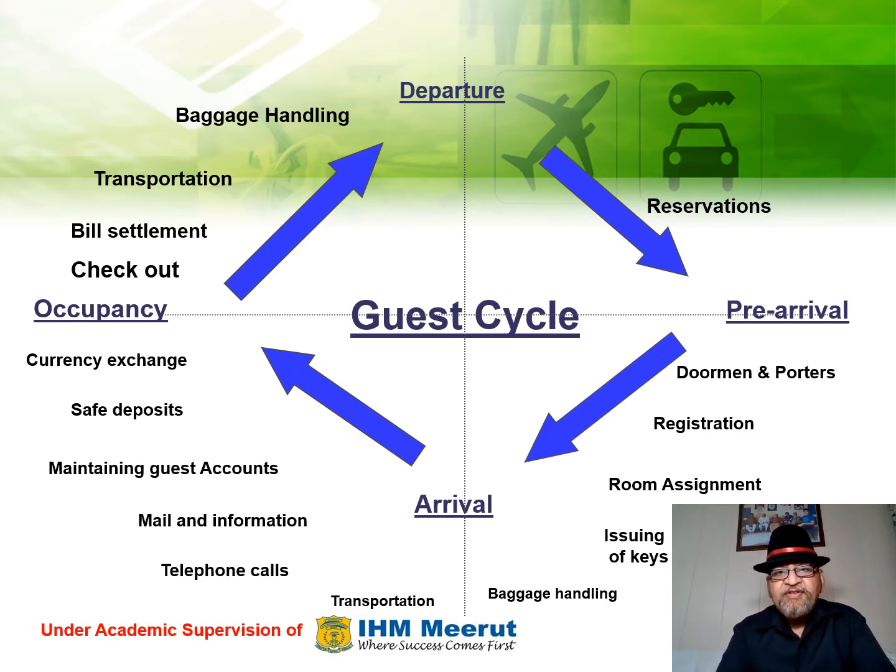And after the guest has lived in your hotel, the fourth part of the guest cycle is departure. What does the hotel department do at the time of departure? First is baggage handling, second is transportation, third is bill settlement, and the fourth one is checkout. So this is how the guest cycle is. And if after departure the guest makes reservation for future, then you must consider that you have done a good job, that during the pre-arrival, arrival, occupancy and departure you have given the guest a very good service and he has freely chosen to come again to your hotel.